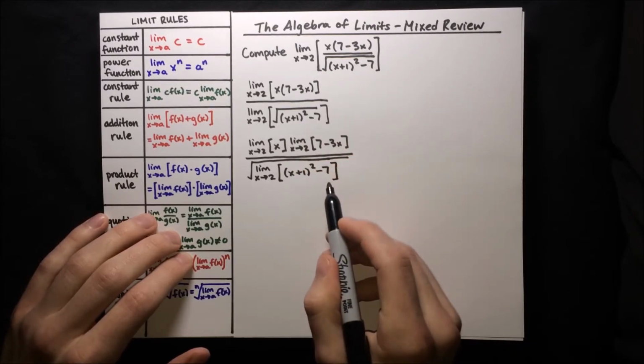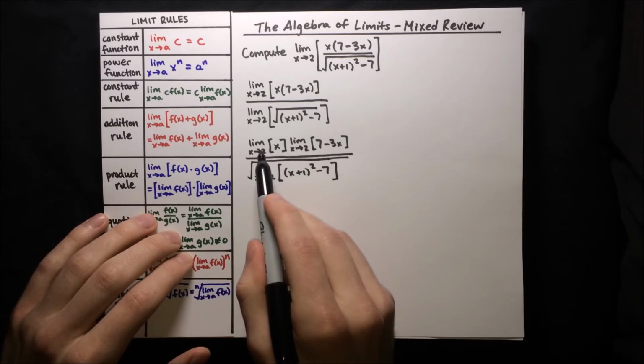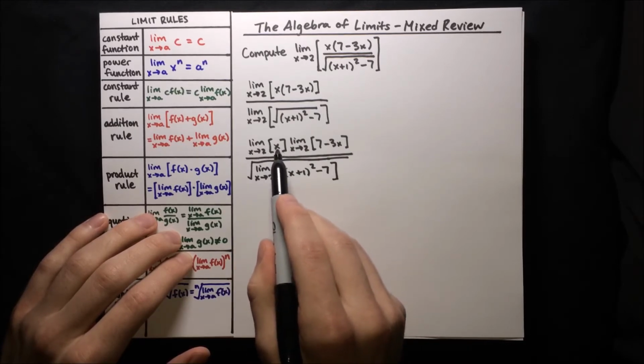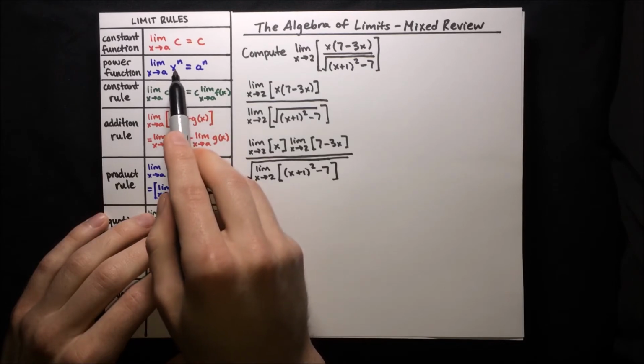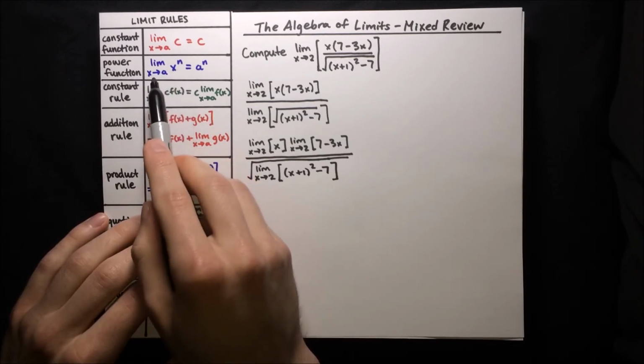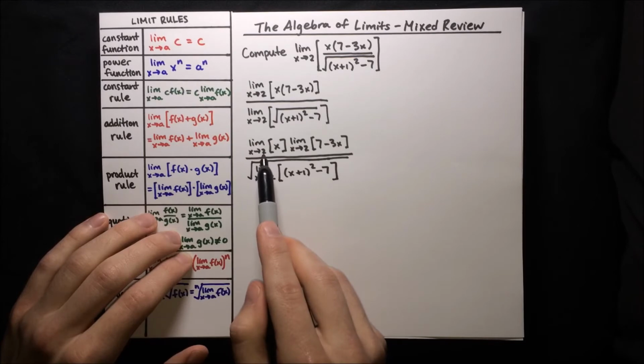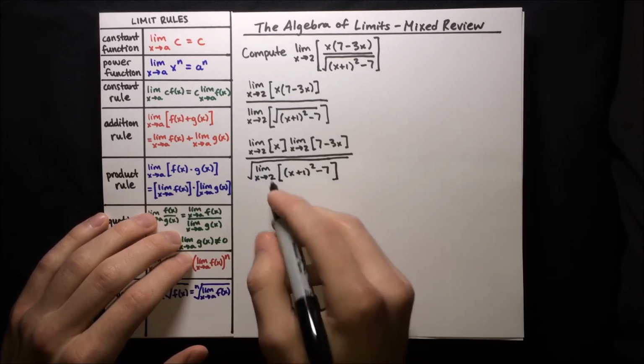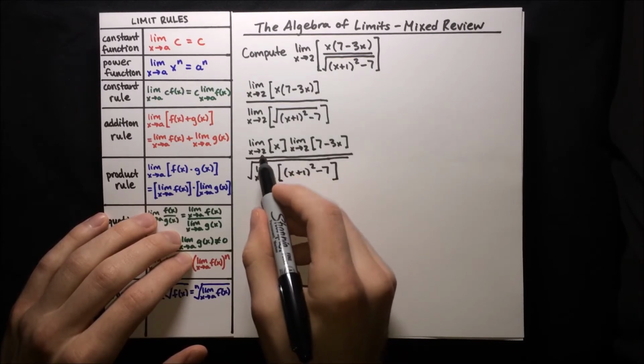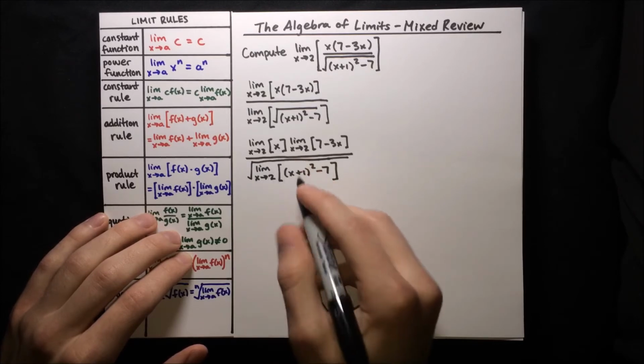All right, so what do we do next? Let's look back to the numerator. Limit as x approaches 2 of x. Well, x is just a power function with power n equals 1. So we can just plug in the value 2 here into the function. So that becomes, well, when we plug 2 into the function x, we just get 2.